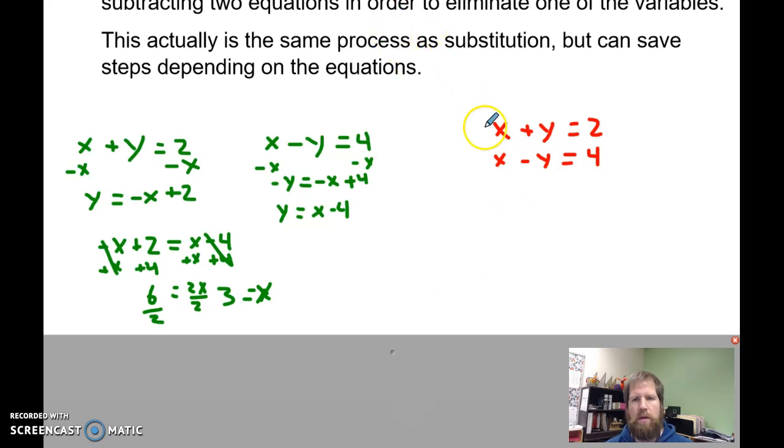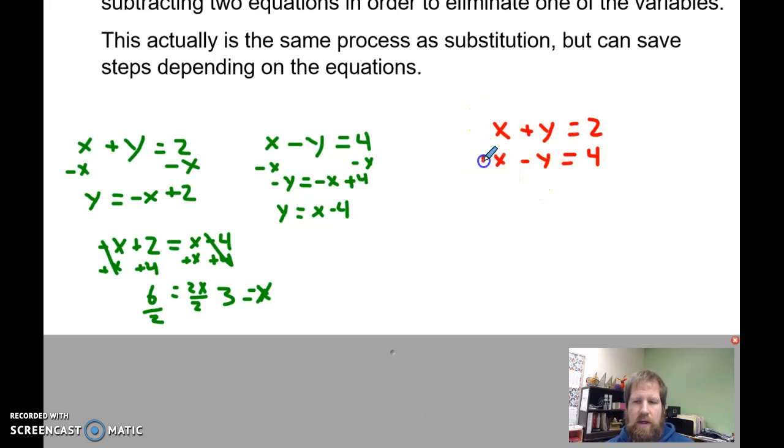Okay, so with elimination, you are trying to eliminate one of your variables. It's not really going to help for me to eliminate the constants. I'm trying to eliminate one of my variables so that I can solve for the other one, which is really the same thing I'm doing here with substitution. All right, so I notice that I've got a positive y and a negative y. And if I add these two equations together, these y's are going to cancel out. They're going to be eliminated.